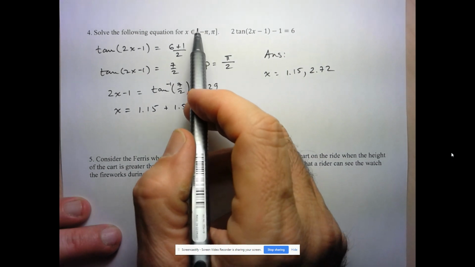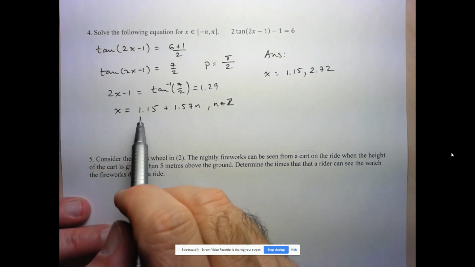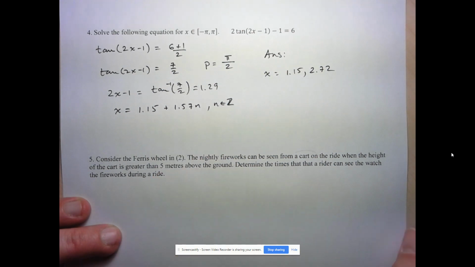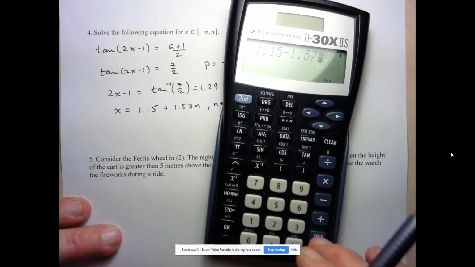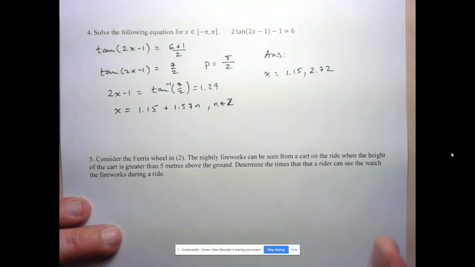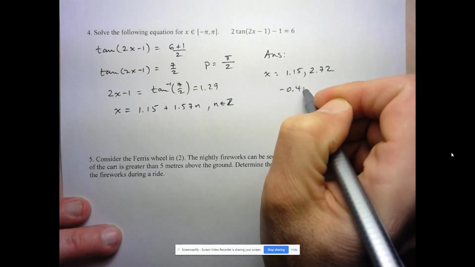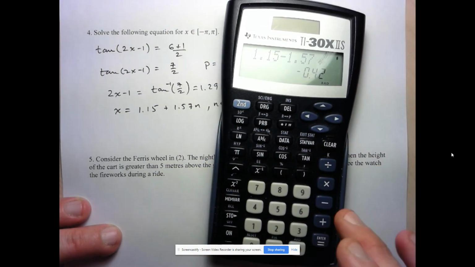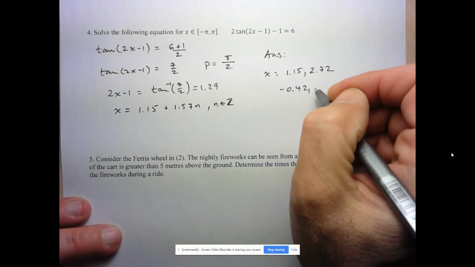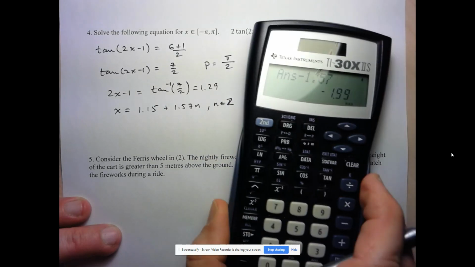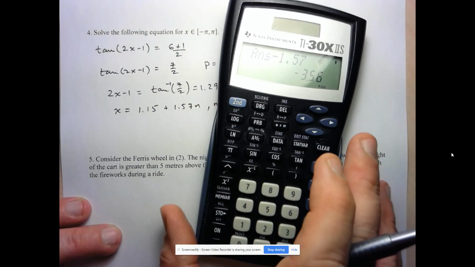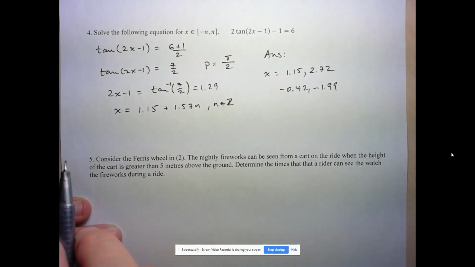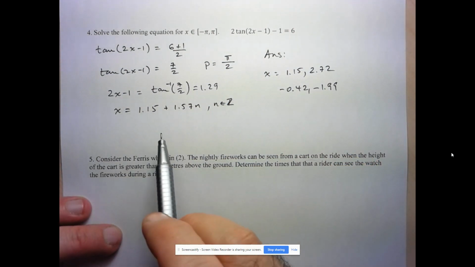But I'm also including some negative answers. So I'm going to take that 1.15 and subtract 1.57. Let's see what that gives us. 1.15 minus 1.57 gives us negative 0.42. So valid answer. Let's subtract another 1.57. Negative 1.99. That's still good. But I believe when I try subtracting another 1.57, we get something that goes below my minimum value for my interval. So these are the 4 answers that solve this equation.